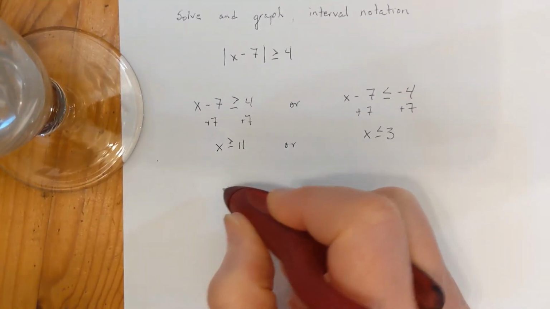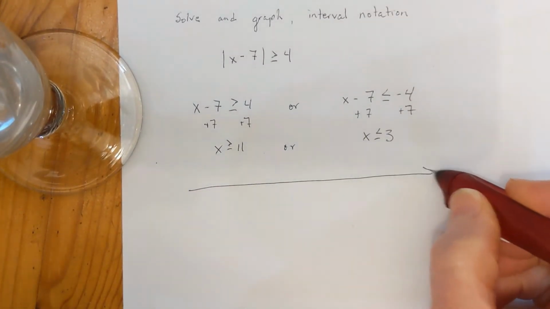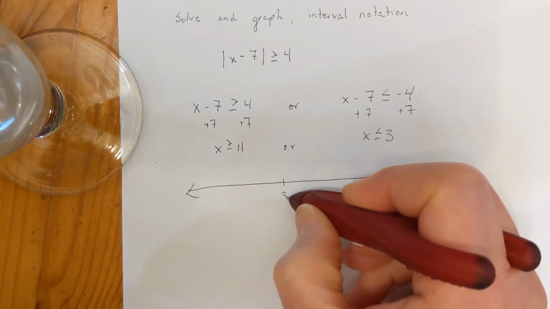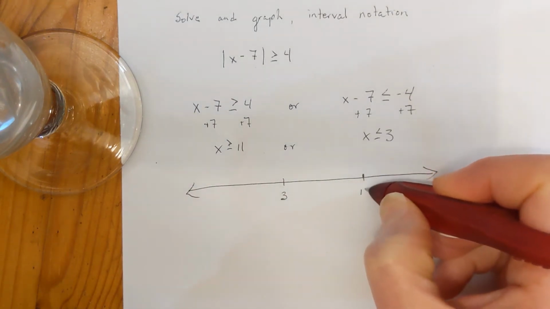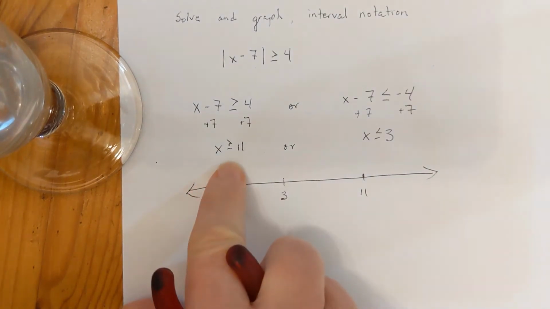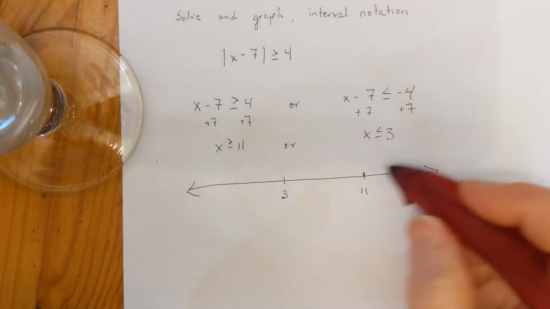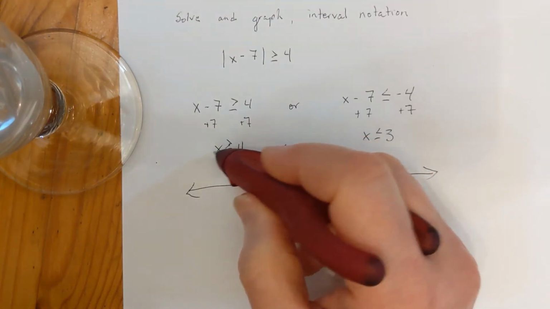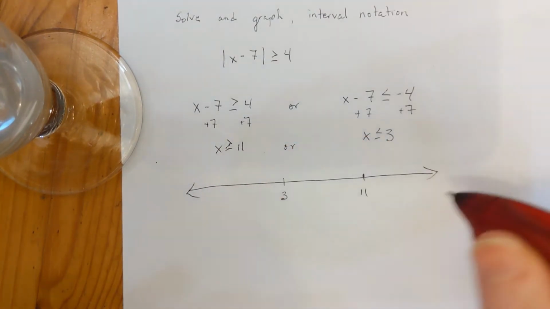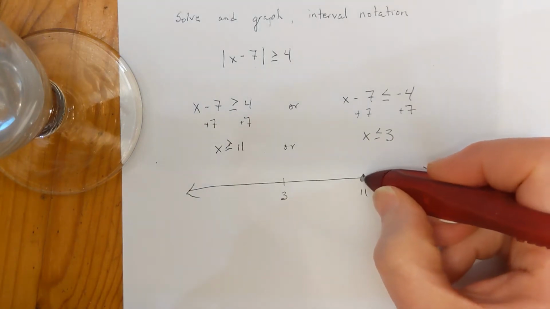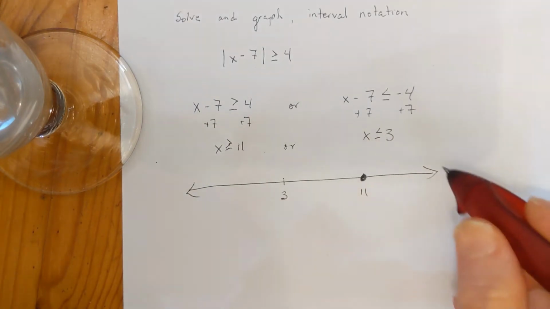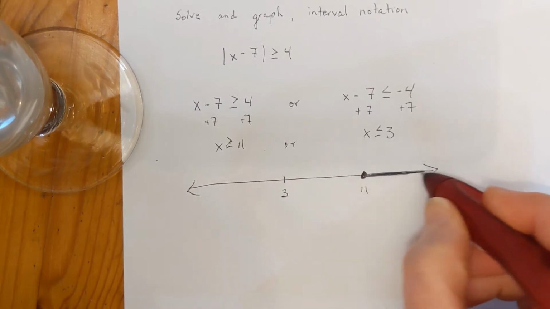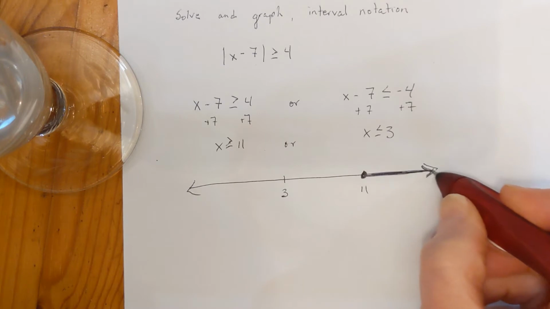If I were to graph these on a number line, 3 and 11 are my significant numbers. Even though 11 is written over here, notice that 11 is larger than 3. x is greater than or equal to 11, so there's going to be a solid dot at 11. Greater than or equal to means it's going to be moving up towards positive infinity.